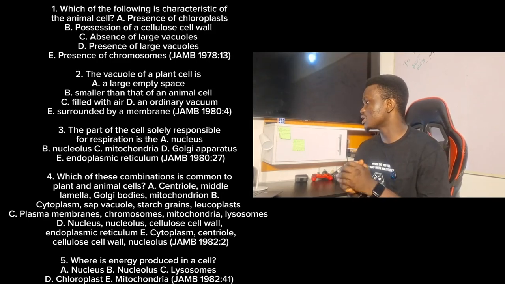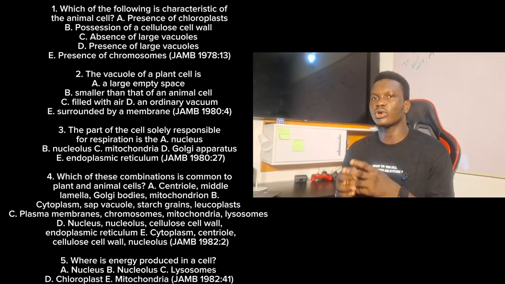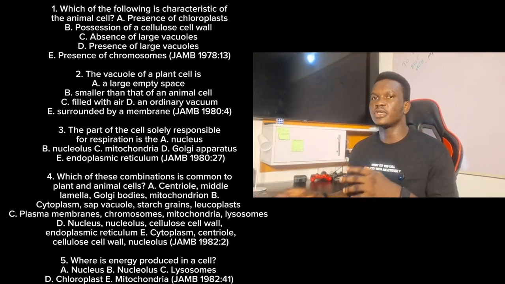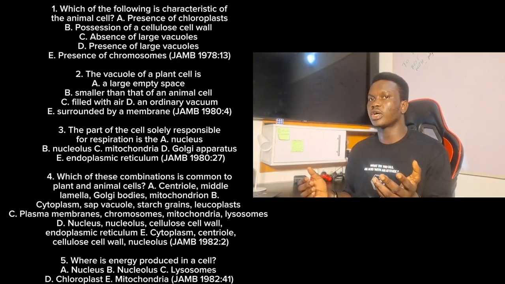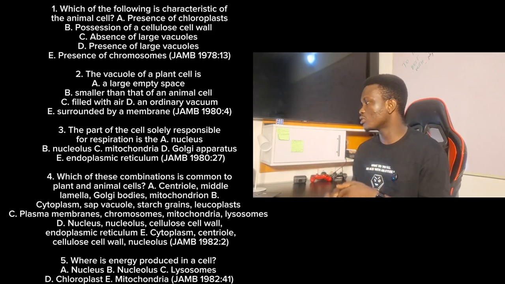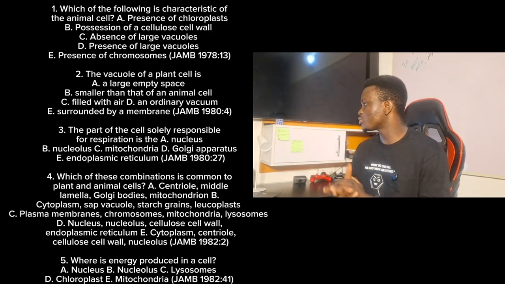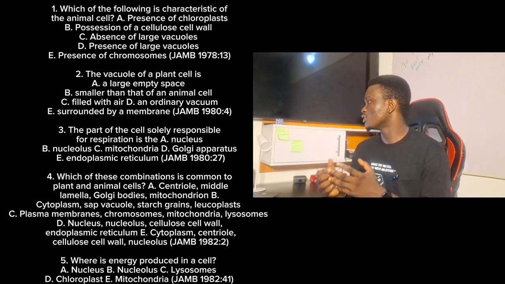So the next question says that the vacuole of a plant is what? You remember the vacuole contains what we call the cell sap, all of the things that the plant probably excretes and all of those stuff. So we have what we call the food vacuole and the contractile vacuole. Option A, a large empty space. Does the vacuole contain a large empty space? No, it contains fluid.